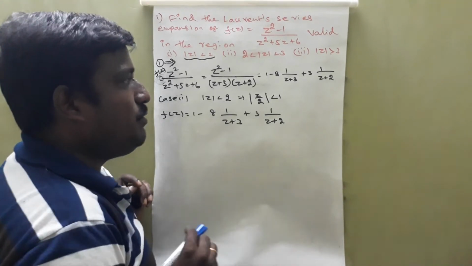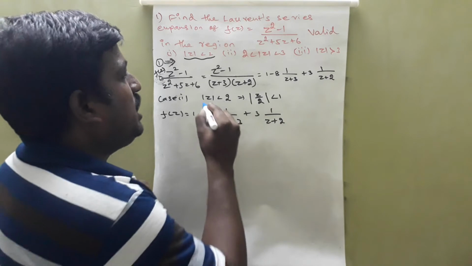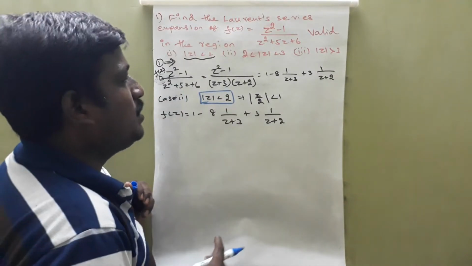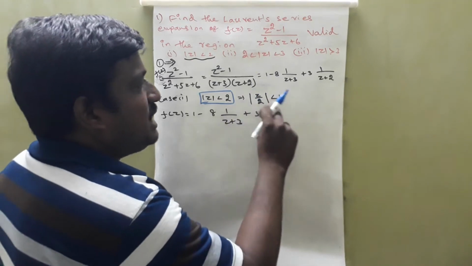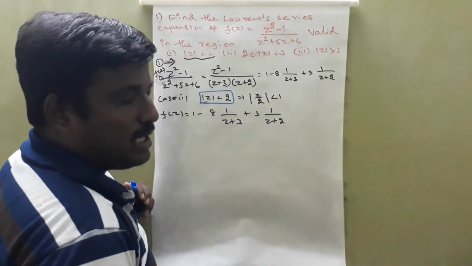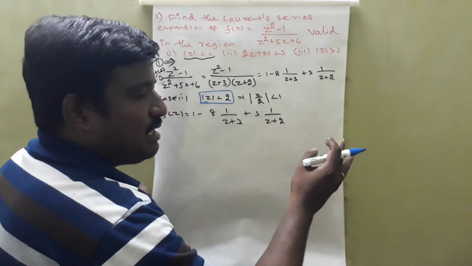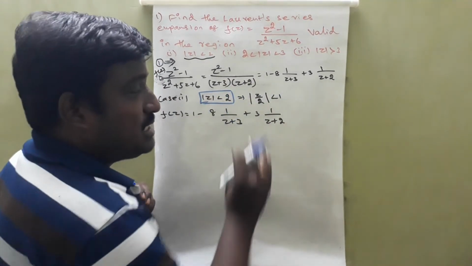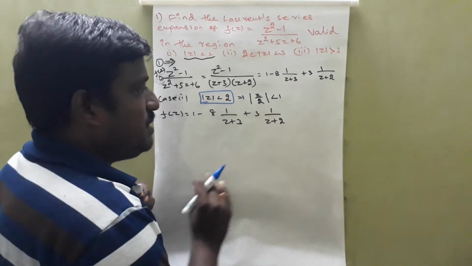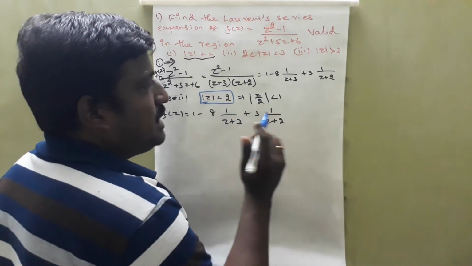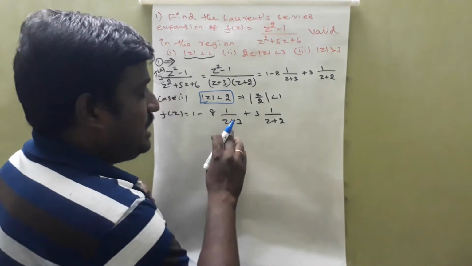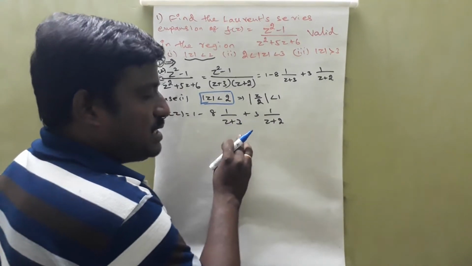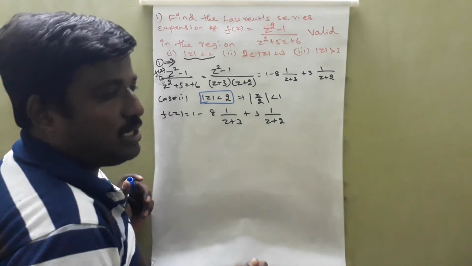See, one clue I will give you. Suppose I have only one inequality. The existing condition is z by 2 is less than 1. The similar condition exists for the other term also. That means here I have z plus 3. I need the condition z by 3 less than 1. If you think that 3 by z less than 1, that is not possible.